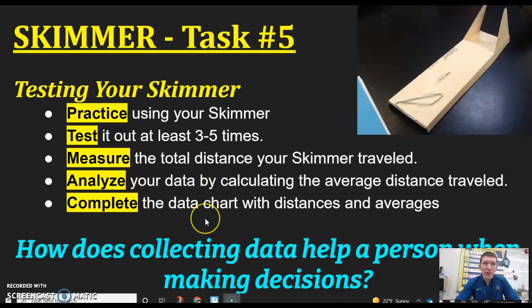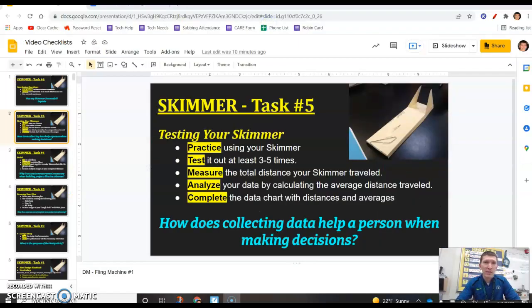The question for today is, how does collecting data help a person when making decisions? I'm willing to bet whatever job you have in the future, they use some type of tracking system or data documentation of some kind to look at how things are going. For this, we are going to be tracking data of how far your Skimmer is going.